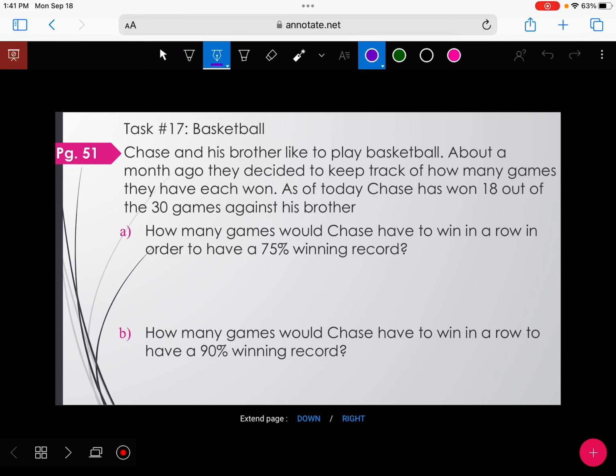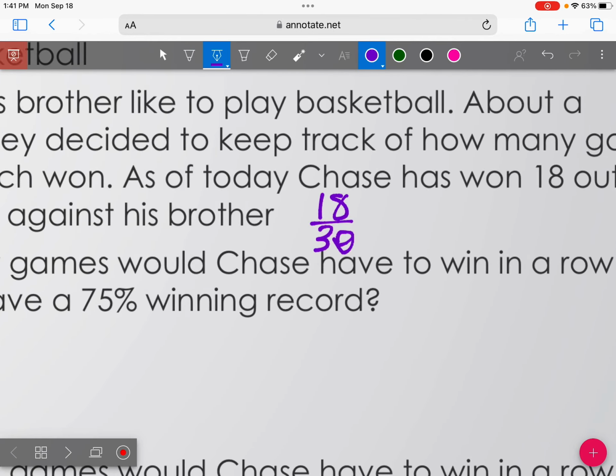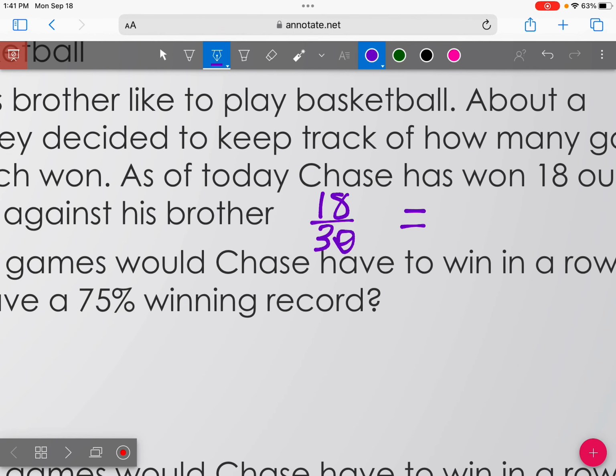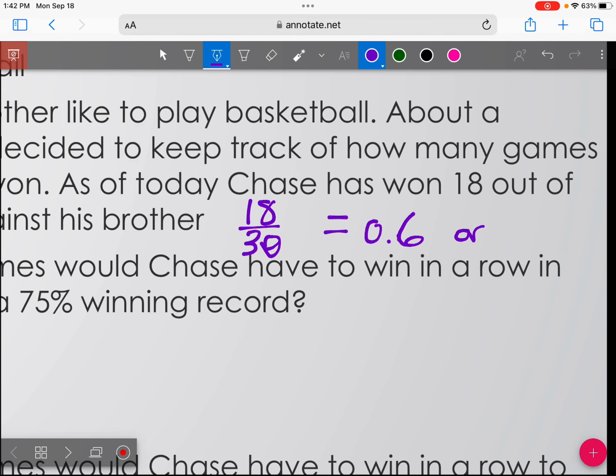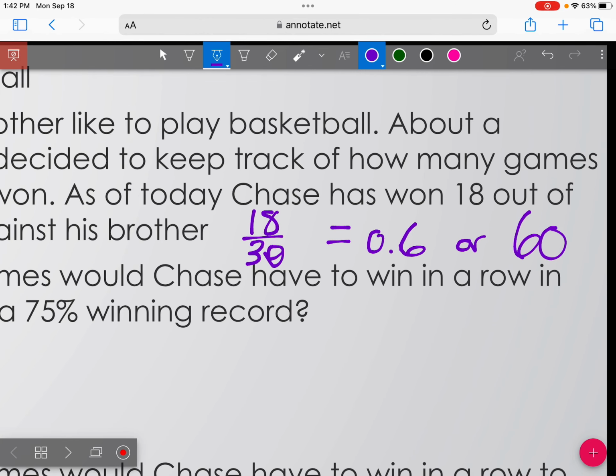If we want to know what Chase's winning percent is right now, we've got to do the 18 divided by 30. So if we do that, what percent of games is Chase winning right now? What is 18 divided by 30? Yeah, it's 0.6 or 60%. So he's currently winning 60%.